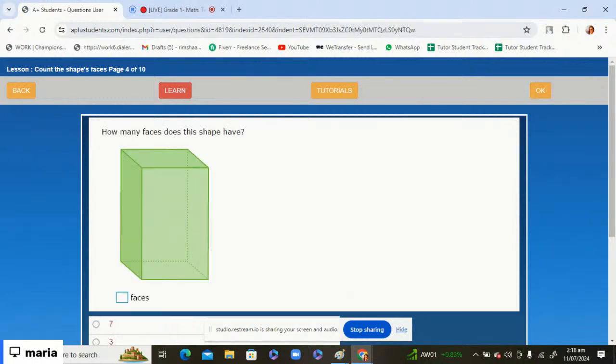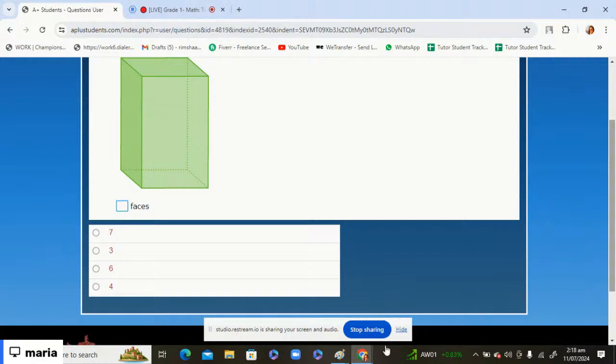Okay. Now everyone count this shape and then tell me the answer. Everyone count it and then tell me. It's again the same. First of all you count the top. Then it's the bottom. Then left, right, front, and back. Understand? It's again a total of 6 faces. Okay. So here we go with the 6. Is there any option for 6? Yes, it's here. So we go with this option.